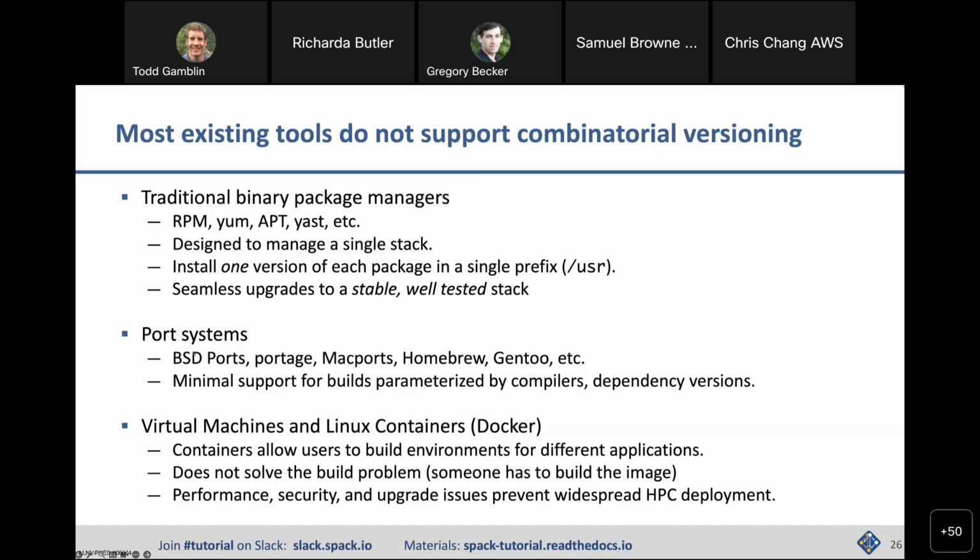Port systems like BSD ports, Portage, MacPorts, and so on are similar. They're just building from source. They're also installing to a common prefix. There is a little bit of multi-versioning in Gentoo, but it uses things like tweaking the names of executables and so on within a prefix to differentiate things. So you can have Qt5 and Qt6 installed at the same time, but you can't have zlib 1.2.1 and zlib 1.2.2 installed at the same time.